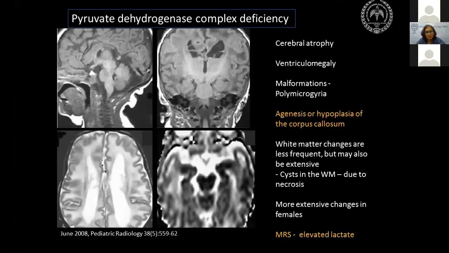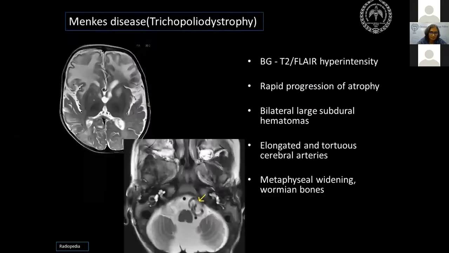Pyruvate dehydrogenase complex deficiency is also one of the causes of catastrophic or devastating neonatal encephalopathies, which can present quite early. A typical finding is hypoplasia or agenesis of the corpus callosum, along with lactic acidosis. The other findings are ventriculomegaly. They can have cortical malformations, and extensive white matter changes with cysts in the white matter due to necrosis. Findings are said to be more extensive in females.